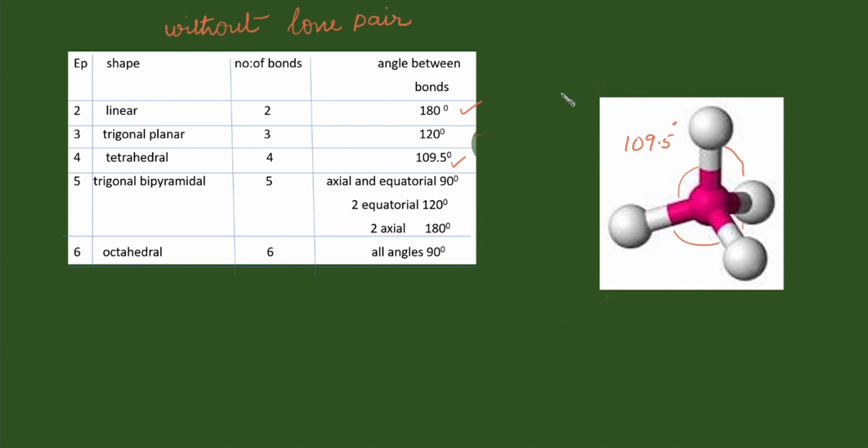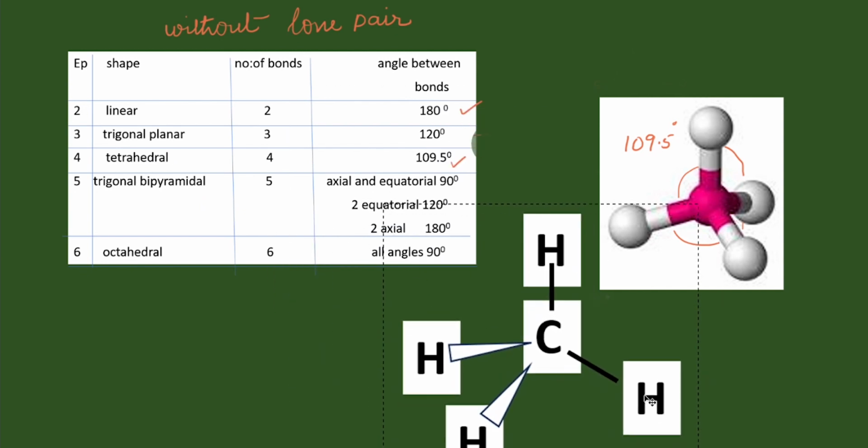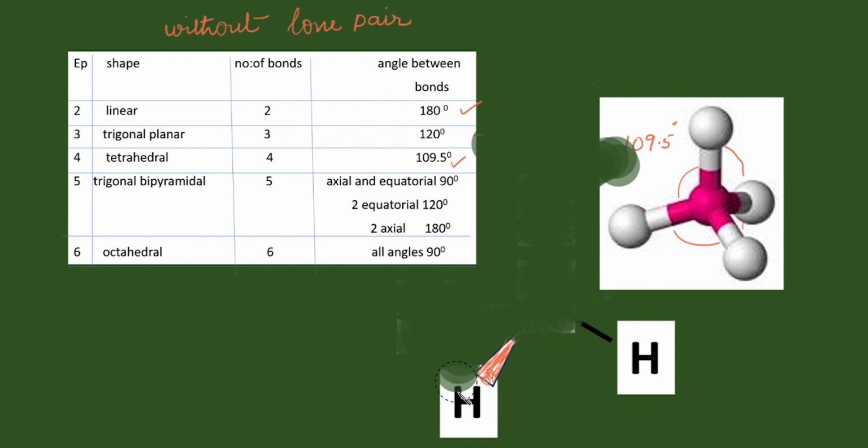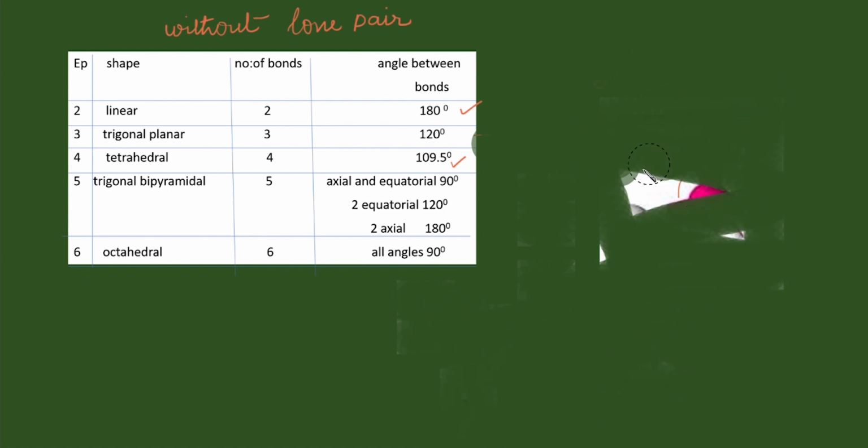Example, methane molecule, CH4. The molecule can be represented like this. The bond shown in solid wedge, shaded one, that is directed towards us. The hollow wedge shown in white color is directed away from us. Now we will pass on to the next type.